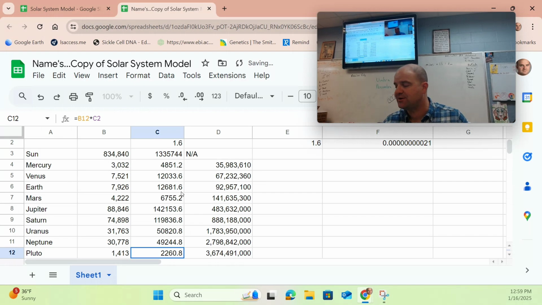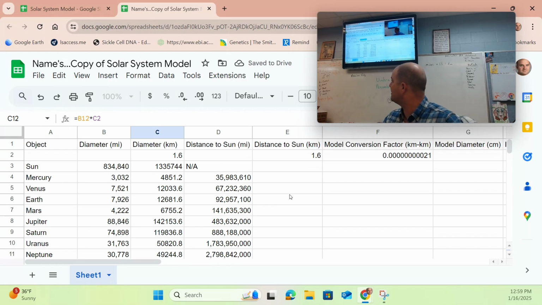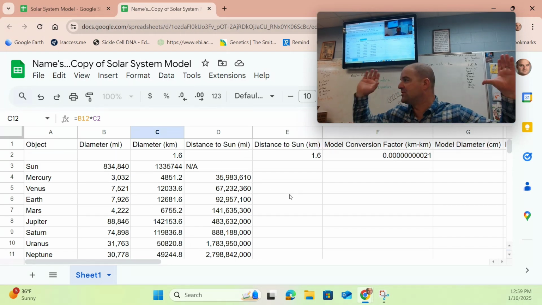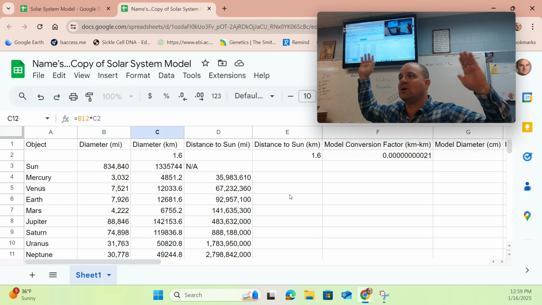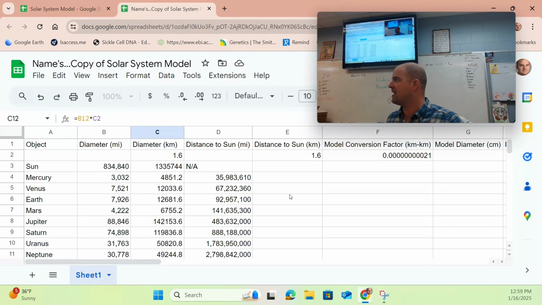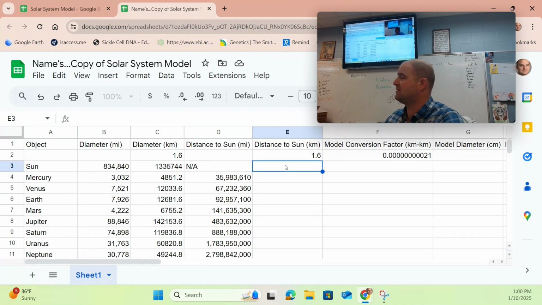All right, now we are done with our diameters. We're still at full size, but we've converted to a unit that is internationally recognized. Does that make sense? We are now moving over to distance to sun. Got it? Okay.